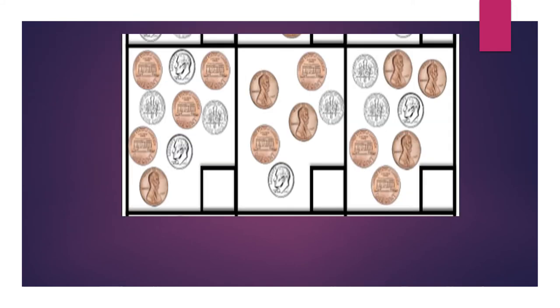So here we go, boys and girls. These are for you to practice. So you can pause the video and practice with your coins like you did yesterday. And this activity will be waiting for you in Seesaw.